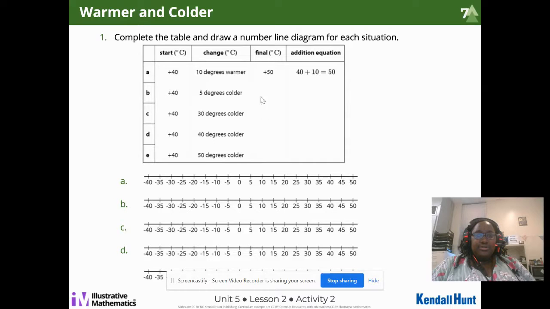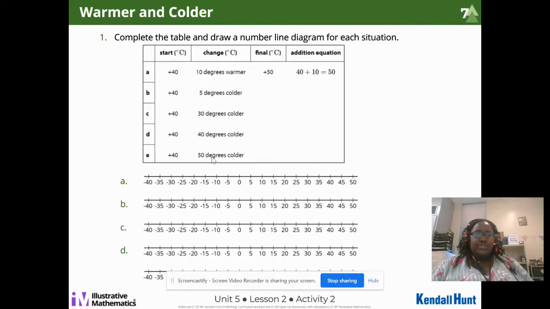In this column, you're going to put the final answer. And then right here, you're going to show the equation. So if you add, you're going to show 40 plus 10. The next one, they told you starting at 40, but it's 5 degrees colder. So in this situation, you're going to subtract. Once you fill in this chart, A through E or B through E, you're going to copy the scenarios on a number line.